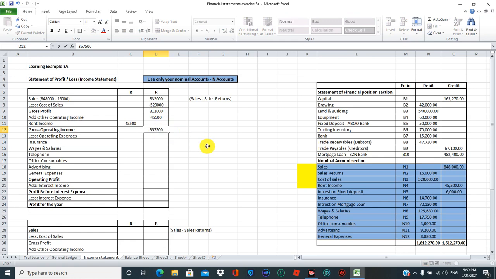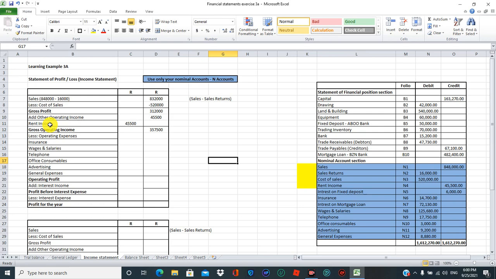357,500. Great. Now we do less your operating expenses. So now all your operating expenses. Now please remember and please note, when you put in your operating expenses, it's all the expenses except your interest expense. And please remember, your interest income doesn't fall under operating income.